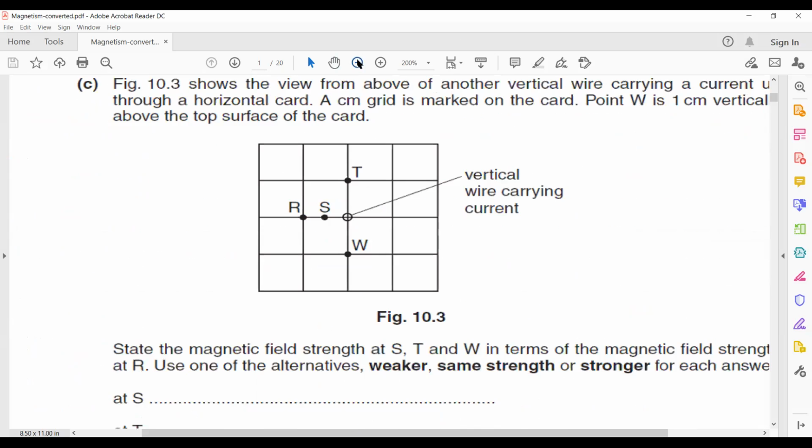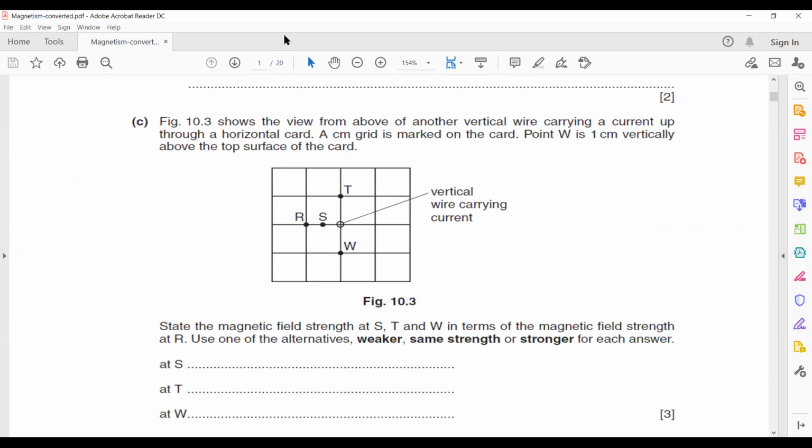In the next question, figure 10.3 shows a view from above another vertical wire, as you can see, which is carrying current up. So there will be a magnetic field, and a centimeter grid is marked, like you can see. Point W is 1 centimeter away. This is 1 centimeter. This one is 1 centimeter. From this wire, R is 1 centimeter, and S is half a centimeter. State the magnetic field strength at S, T, and W compared to R.